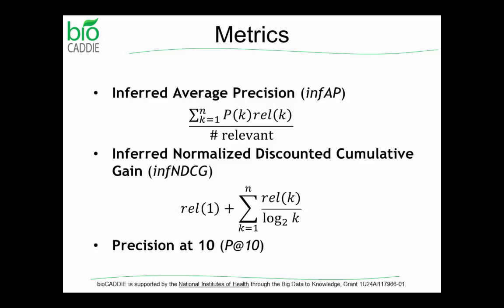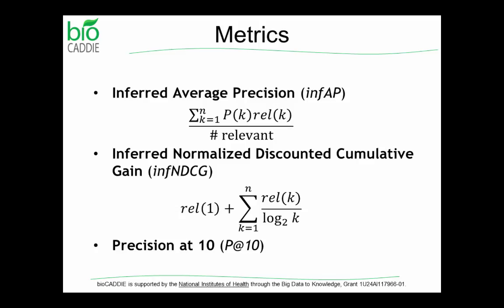But that's when you're doing a challenge and you can't possibly judge every single result. You have to have a way of inferring what the result would be on a particular data set. And so that's what these inferred measures are. They use some sampling techniques to be able to estimate what the actual average precision or the actual NDCG would be had all of the results been judged.